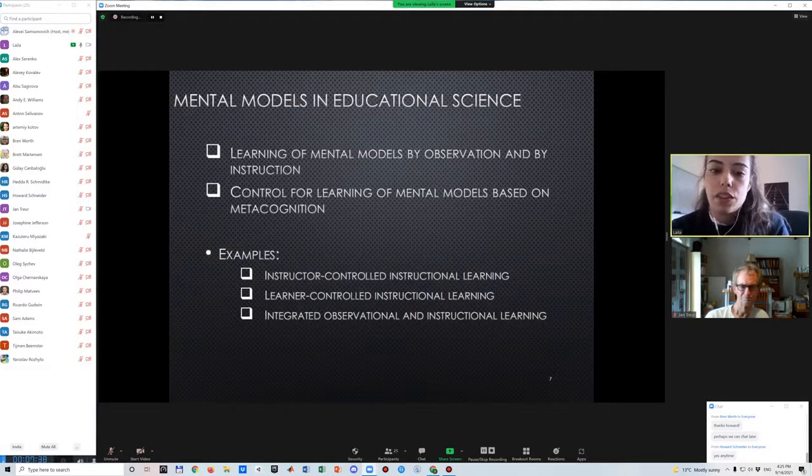Then there is learner-controlled instructional learning, which would be like the student itself decides what's the best way to learn something. So for example, some students in a class find it easier to understand something visually or by audio, by hearing it and stuff like that. And integrated observational and instructional learning. So that's kind of like a combination. So the student will first, for example, try to learn something themselves, and after, the instructor will come and do it their way, and they're combining that, or the other way around.